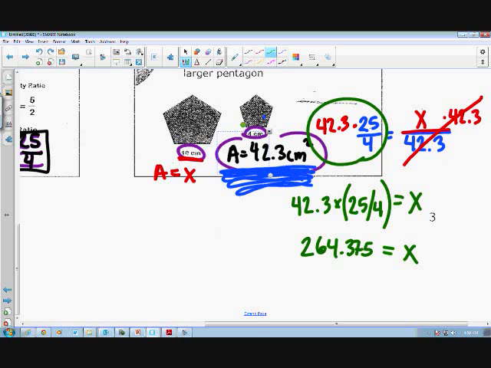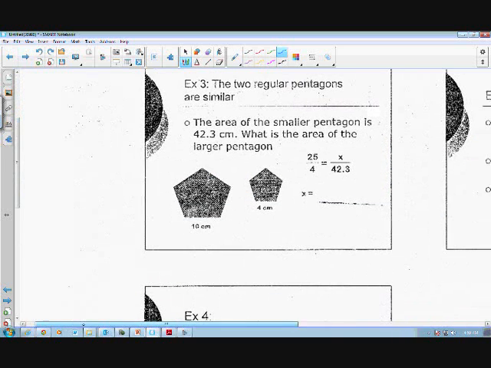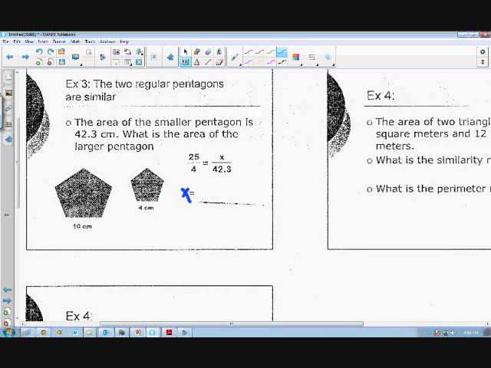Now, what was this representing? This is representing area. So check out the units, centimeters. So we should say centimeters squared. That's the area of the larger pentagon. Okay, flip your paper over. I believe the blank is actually just asking for the answer. It says x equals, so recopy that: 264.375 centimeters squared.